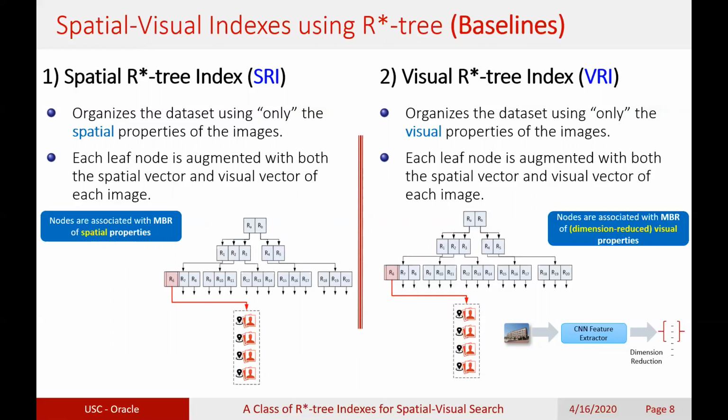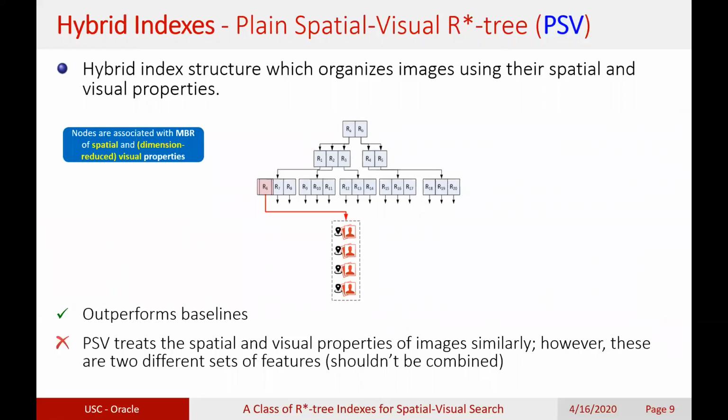Both of these baselines have a problem with performance because they are organized using only one type of property. Thus, pruning the search space can be done using only one of the properties, which potentially leads to many false hits. To get better performance, we use an R-star tree for organizing images using their spatial and visual properties.